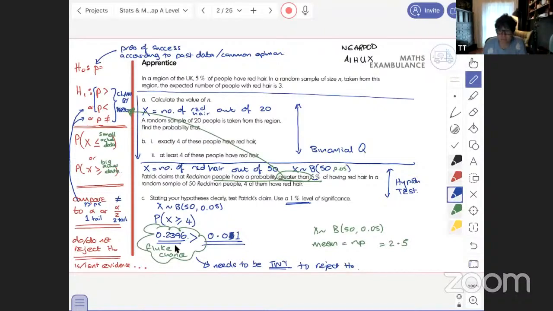Okay. All right, you ready for the next one? So in this case, we would say 0.2396 is bigger than 0.01. Do not reject H0. It's not small enough. It needs to be tiny. Do not reject H0. There is not sufficient evidence. What's he claiming? There is not sufficient evidence that Redmond people have a probability greater than 5% of having red hair. That would be your 3 parts of your conclusion.